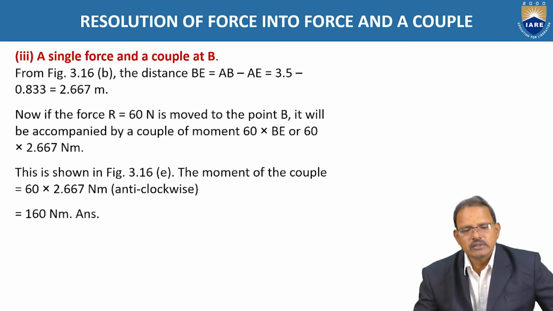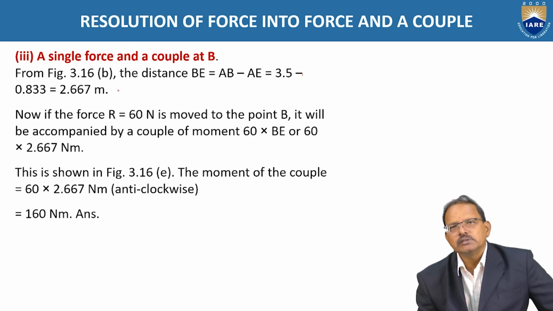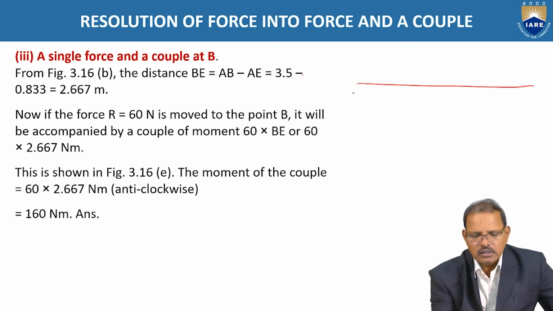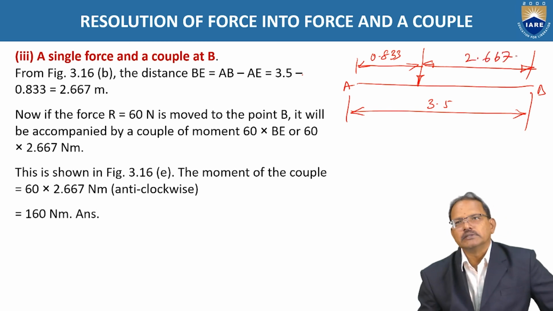From figure number 3.16b, the distance is AB minus AE, that is 3.5 minus 0.833, which is equal to 2.667. That is the distance between, here it is given AB, it is E. This distance is given as 0.833, and the total distance is given as 3.5. So the distance is equal to 2.667 meters.